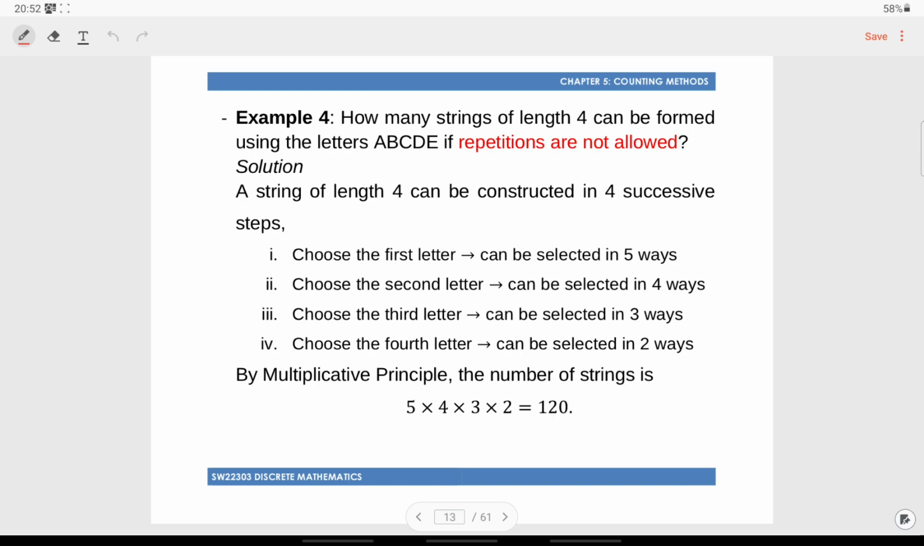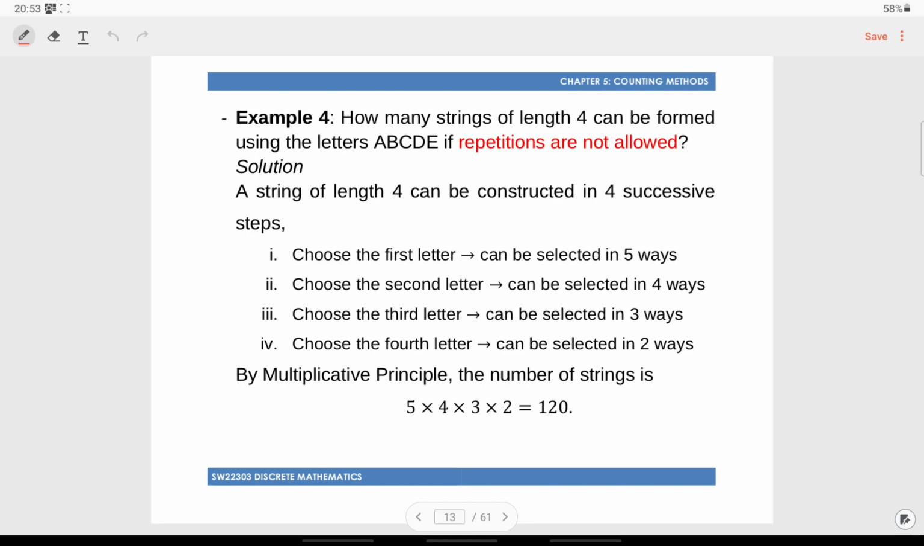How many strings of length 4 can be formed using the letters A, B, C, D, E if repetitions are not allowed? That means we only allow different letters in a string of length 4 consisting of the letters A, B, C, D, and E. Alright, so we move to the solution part.